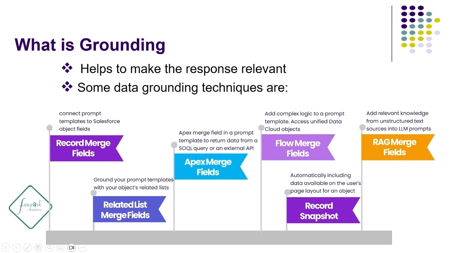Then record snapshot automatically includes all the data available in the user's page layout. But there is a limit on how much data it retrieves. For example, it only retrieves 5 related lists and 6 records from each related list, etc. So we have to be careful when using record snapshot. Then there are RAG merge fields. Retrieval augmented generation gets data from unstructured data sources using Data Cloud.